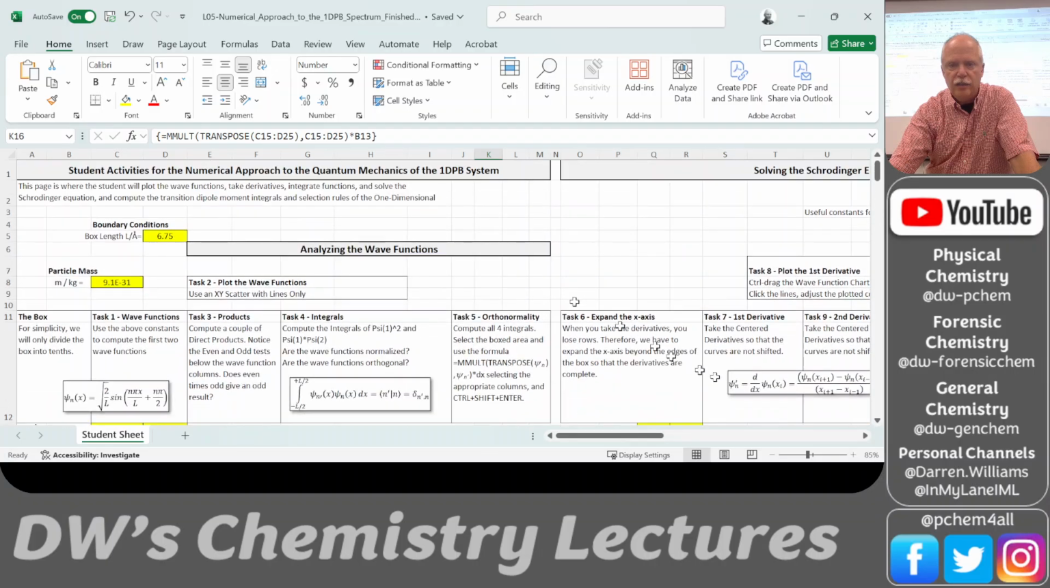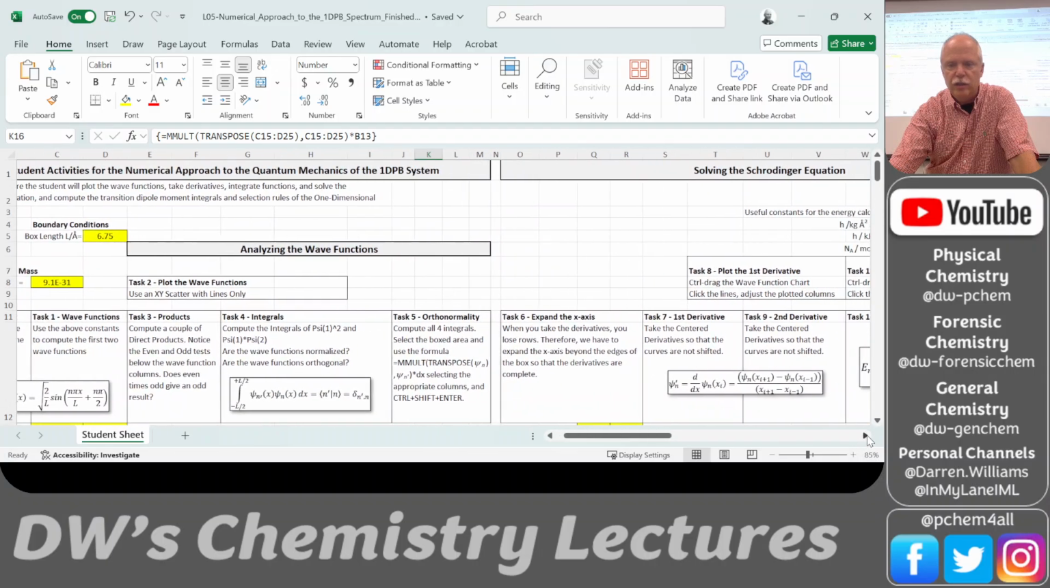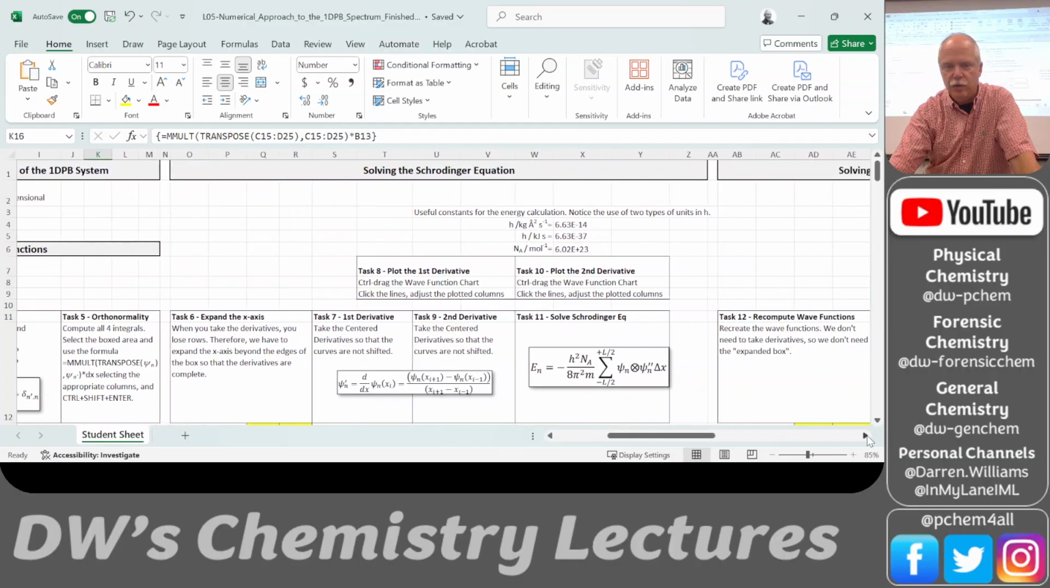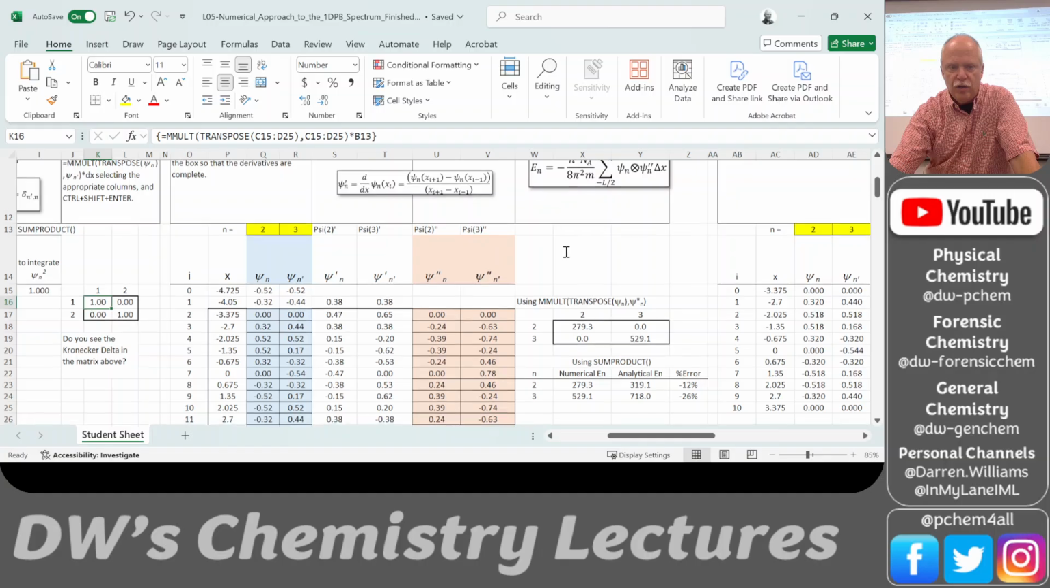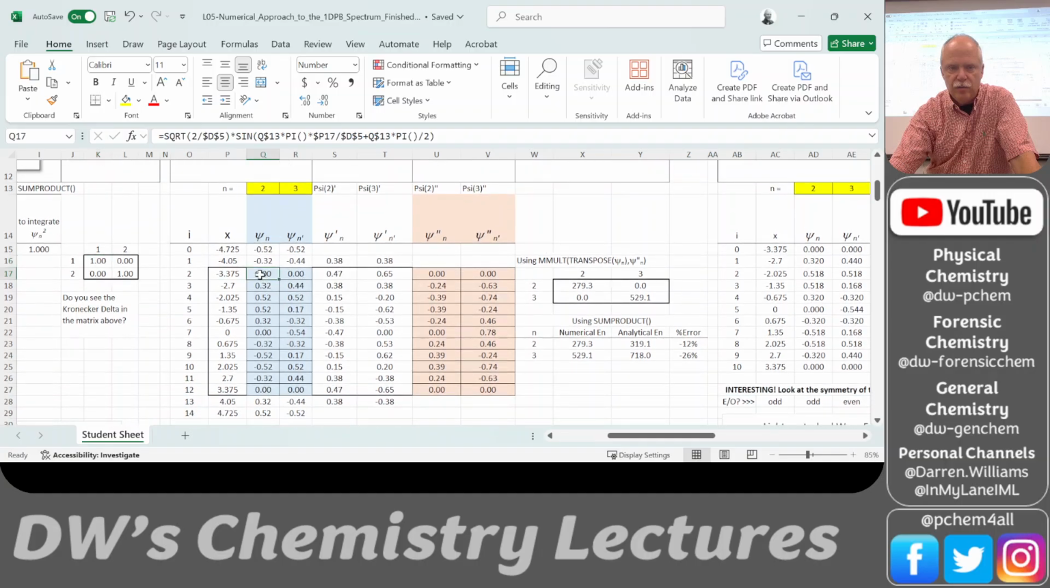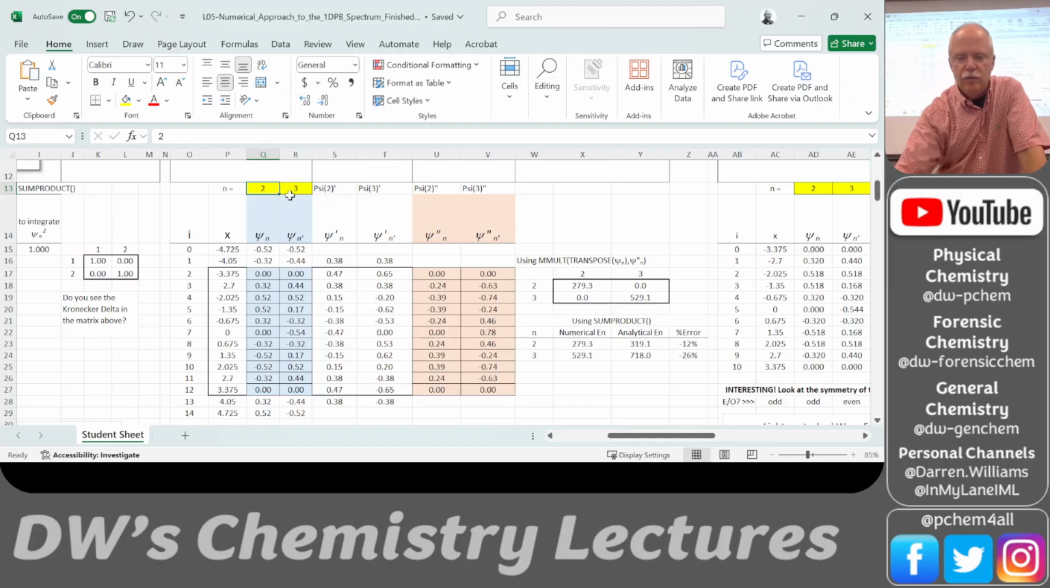Then we get into task 2, solving the Schrodinger equation. And this is where you were saying you're having maybe some difficulty. We need some constants up here and different units. So here's our wave function. 1, and let's do 1 and 2.